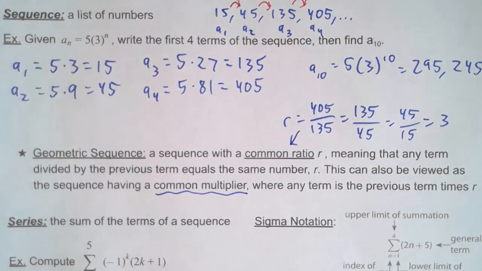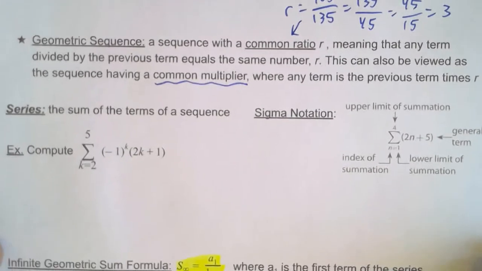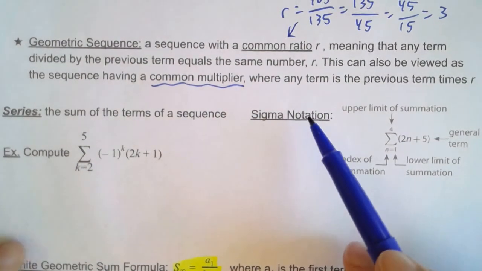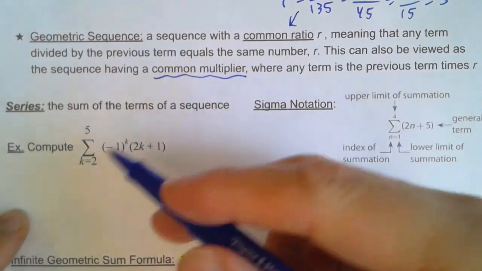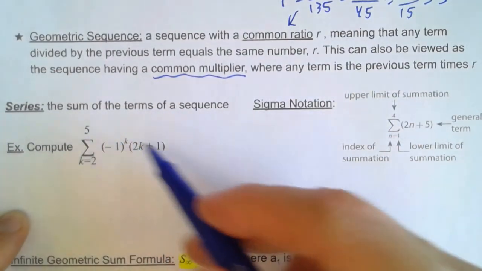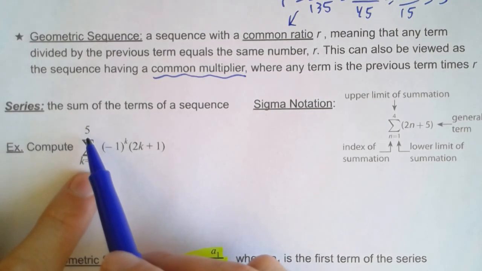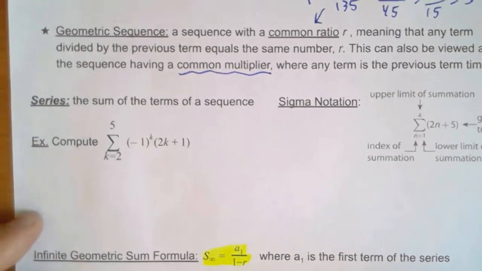So a sequence is just a list of numbers. You're not necessarily doing anything with them. Then we have a series, which is a sum, which means that we're adding up all the numbers. And we often use sigma notation for this. So for sigma notation, we've got the general term here, the explicit formula, and then this tells us the first term and then the last term that we're adding up. So this tells us where to start and where to stop.